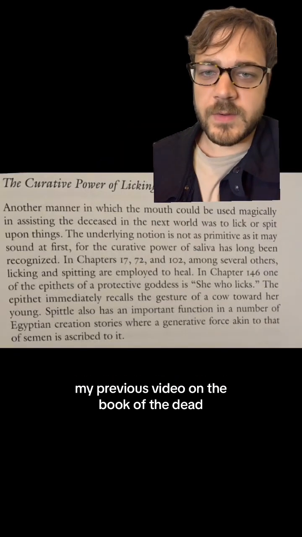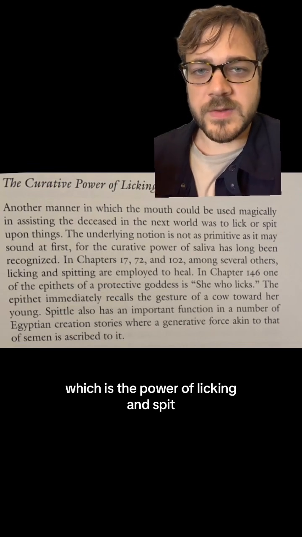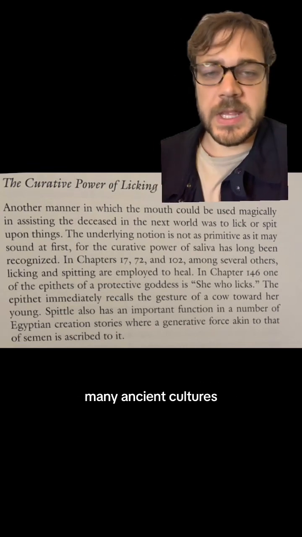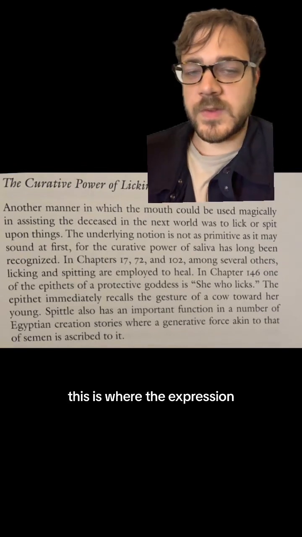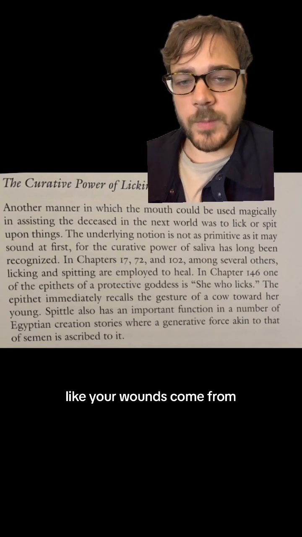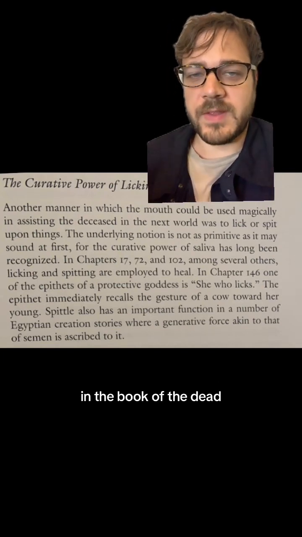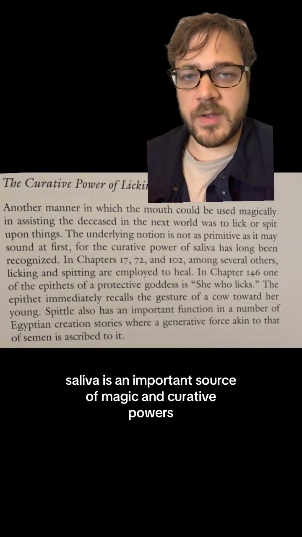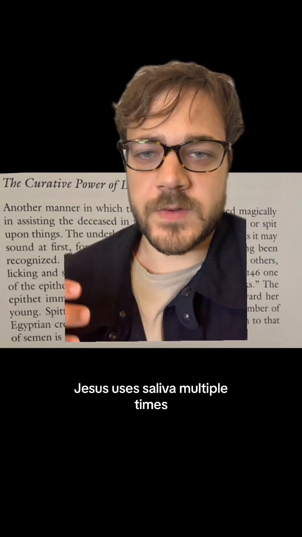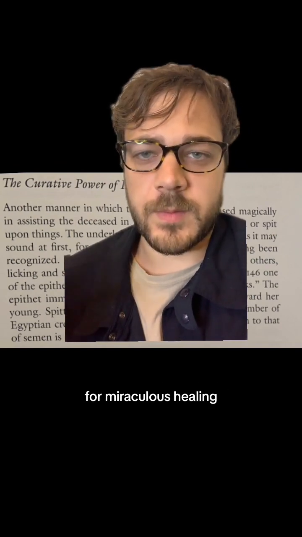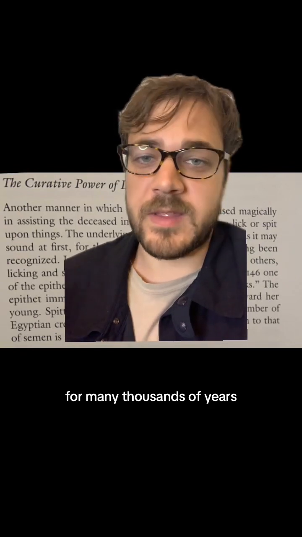In my previous video on the Book of the Dead, I left out this part that I wanted to say for this one, which is the power of licking and spit. Many ancient cultures viewed spit and saliva as having healing properties. This is where the expression, lick your wounds, comes from. Many animals also use saliva to clean their wounds. In the Book of the Dead, saliva is an important source of magic and curative powers. In the New Testament of the Bible, Jesus uses saliva multiple times for miraculous healing. So saliva has been recognized as a folk remedy for many thousands of years.